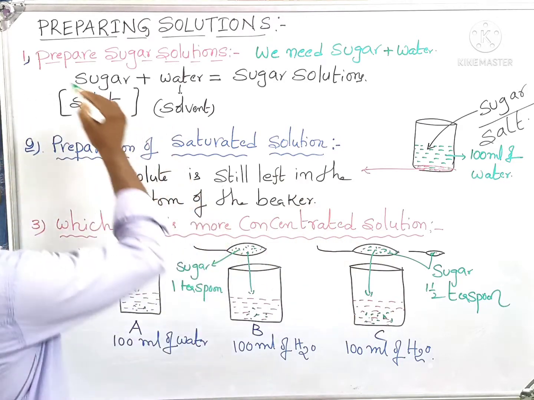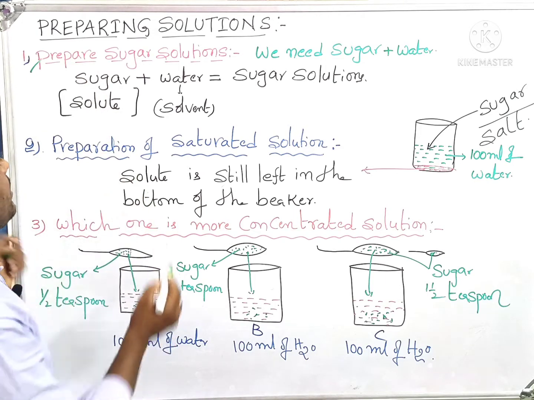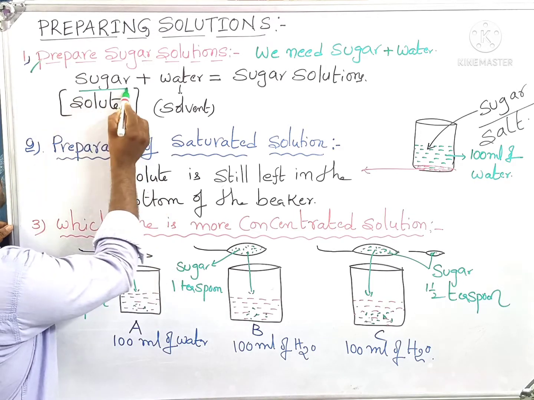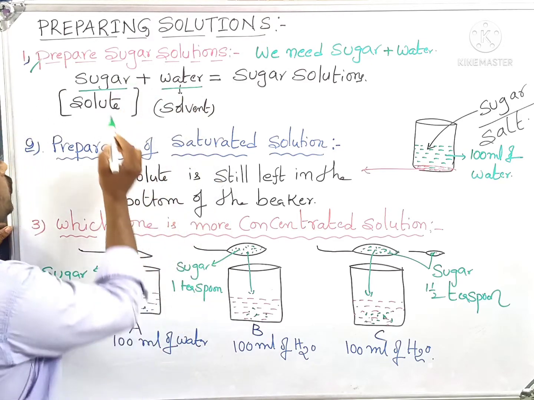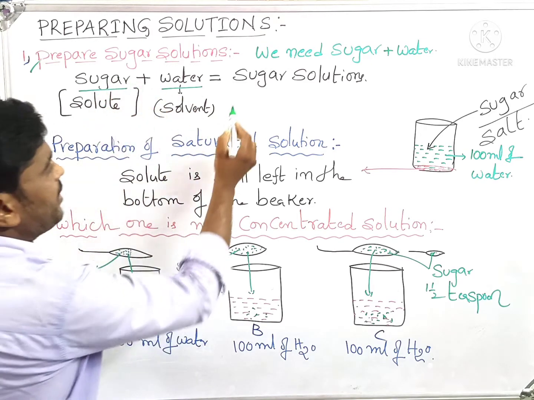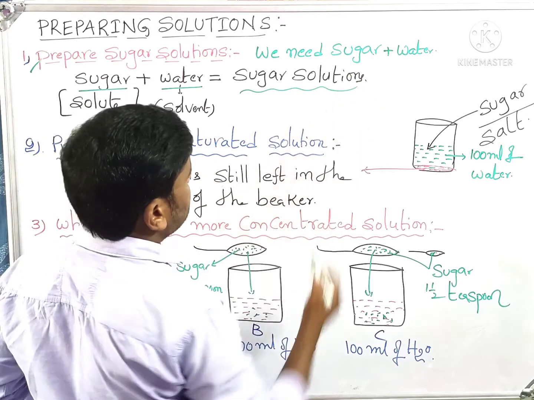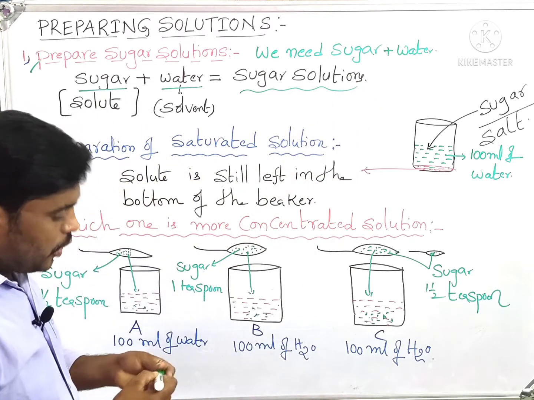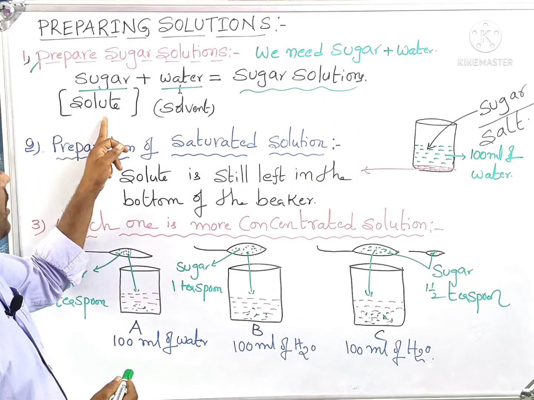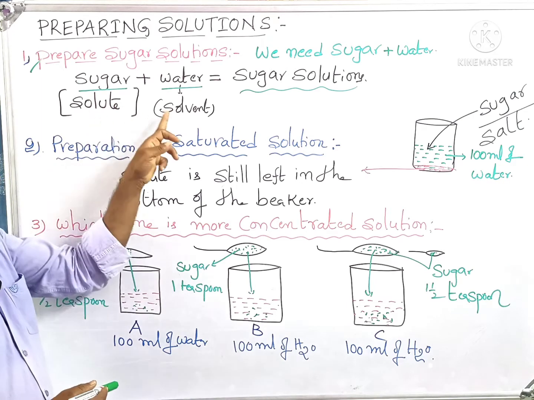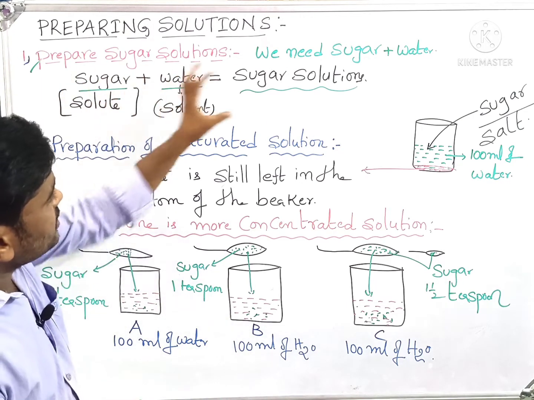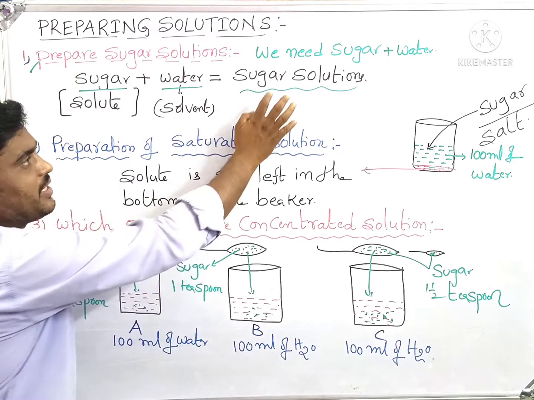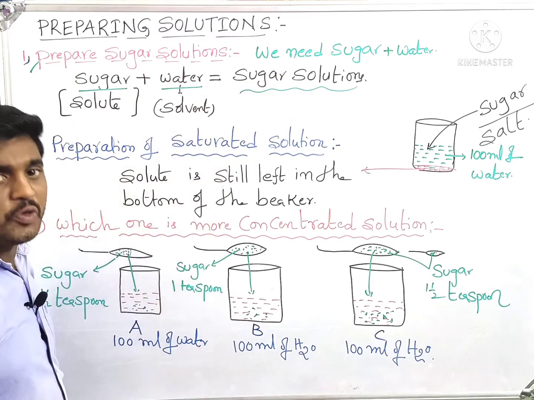Okay, first prepare the sugar solution. Generally, take some amount of sugar and water. So this sugar plus water, finally which solution arises? Sugar solution. Here sugar is the solute and water is the solvent. So sugar plus water forms a new solution, that is called sugar solution.